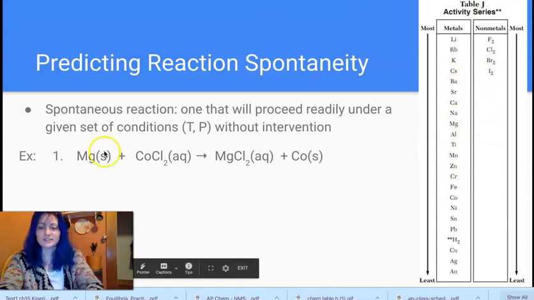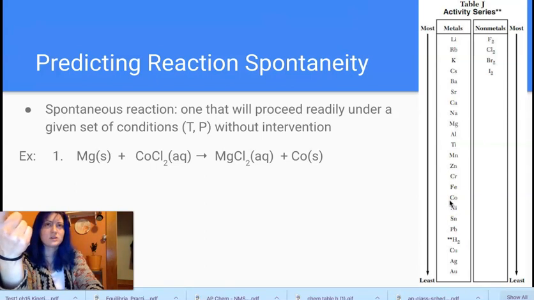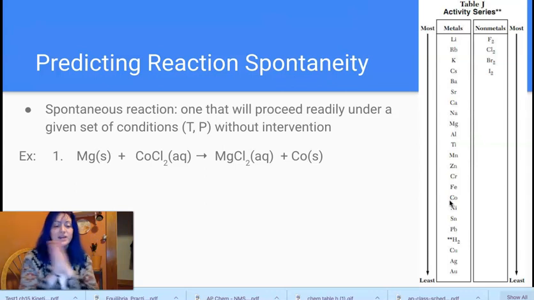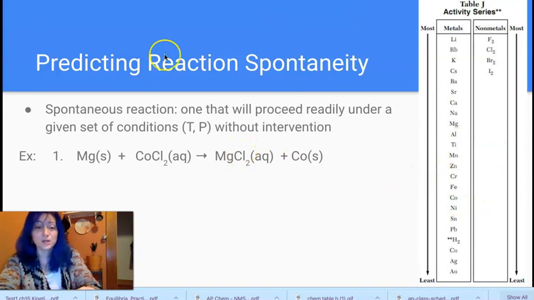Okay, so anyway, back to this. We're comparing magnesium and cobalt. Magnesium is here, cobalt is here. Magnesium is higher up than cobalt, so that means magnesium is more reactive than cobalt. So magnesium would rather be in the compound. If the reaction is proceeding, and we're talking about spontaneous reactions, then the product should always have the more active element in the compound. And in this case, that is true. So we would say that this reaction does indeed proceed.